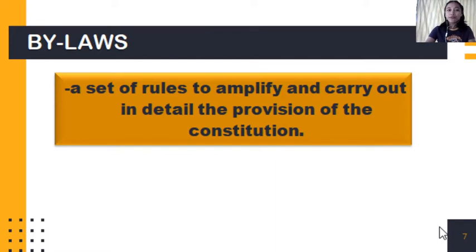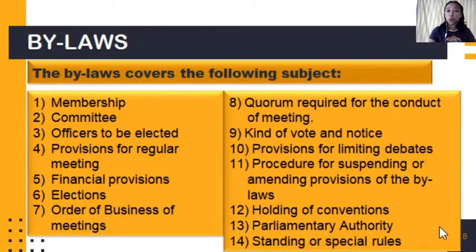Bylaws. It is defined as a set of rules to amplify and carry out in detail the provisions of the Constitution. Bylaws are considered the second law, or the expansion of the articles and sections of the Constitution of the organization. This set of rules usually covers the following subjects. Membership: what kind of membership, the requirements for membership, expulsion and suspension. In general, how a membership is regained or terminated.